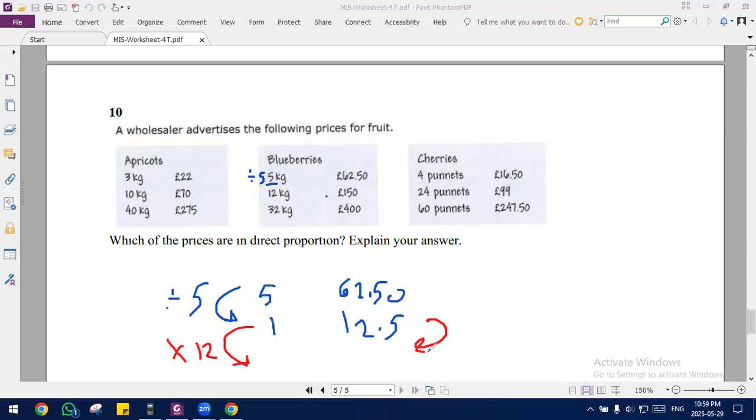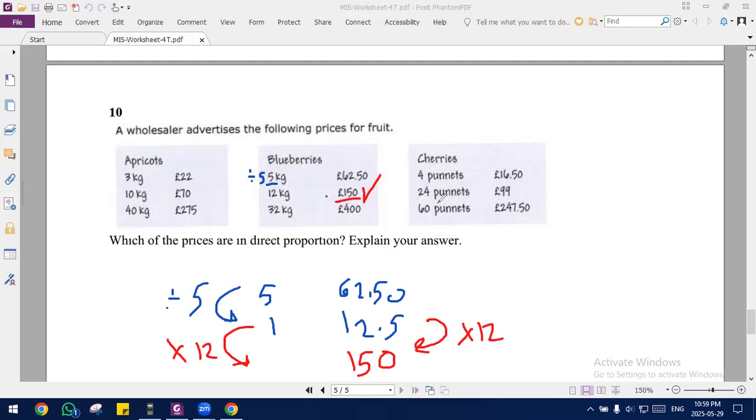Now if I multiply this one by 12, will I get 150? We don't have to solve it, we can just check. Actually, we know 12 times 12 is 144. But this is 12 times 12.5. So most probably it makes 150. Yes, it's correct. So it makes 150. Now look, when I divide by 5 and I multiply by 12, I get the answer that is written. So here, do we have any direct proportion? Yes. So we say that the prices are in direct proportion, I mean.